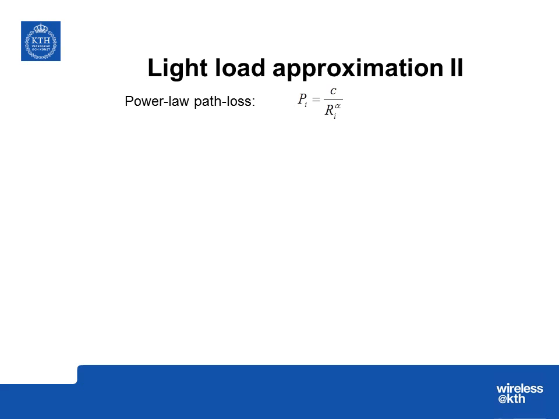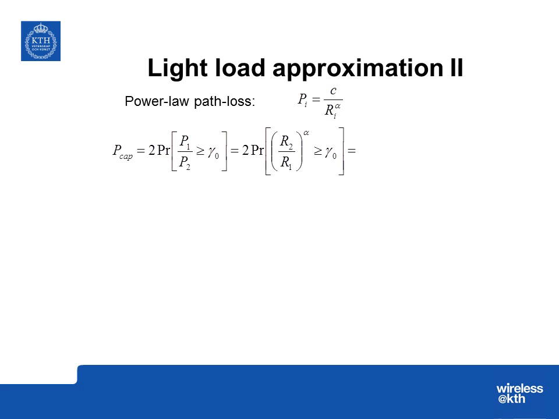So let's compute the capture probability in this simple case. Let's assume that we have propagation conditions such that the received power follows a power law path loss, meaning that the received power at station i is some constant divided by the distance to the base station Ri to the power alpha.